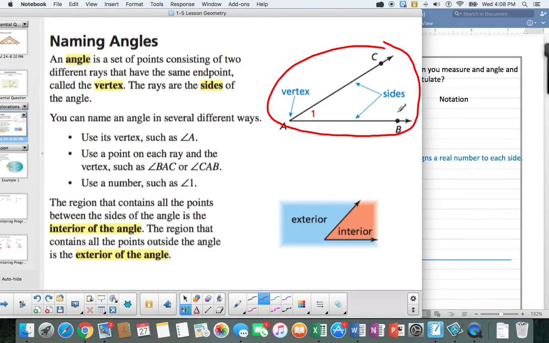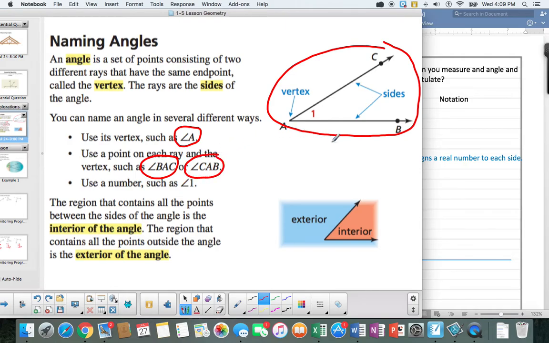And you can see that there's different parts to the angle. This part is called a vertex, and these things are called the sides. We have different ways to label the angle. One is we can label it by its vertex. The other way is to label it with 3 letters, the middle being the vertex. So under notation, you should be writing these down.